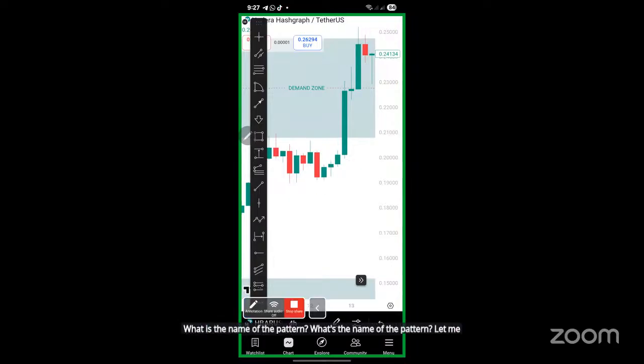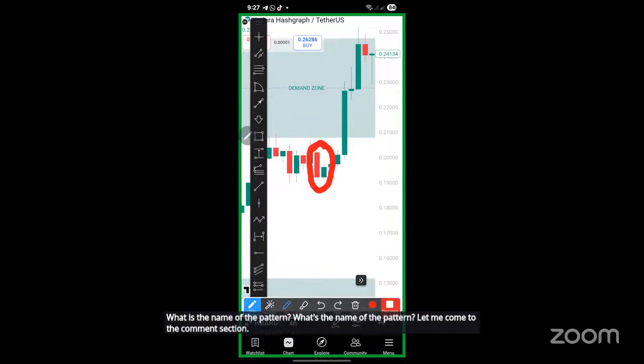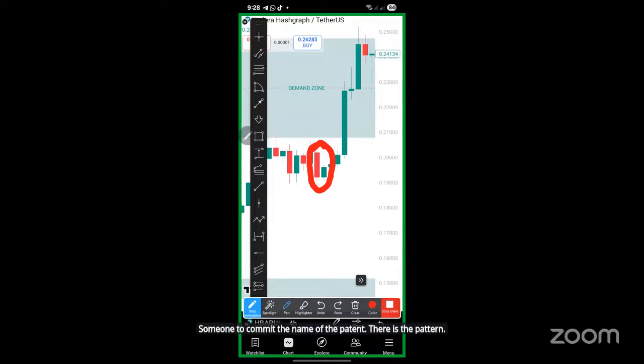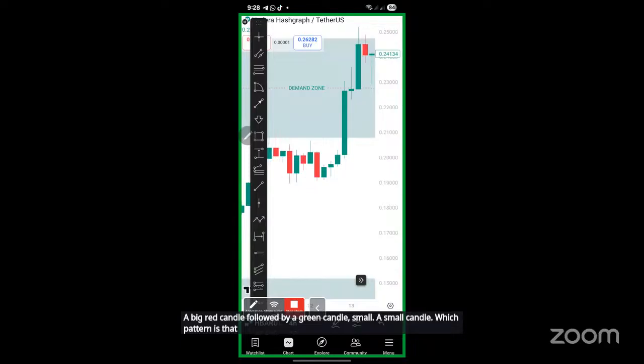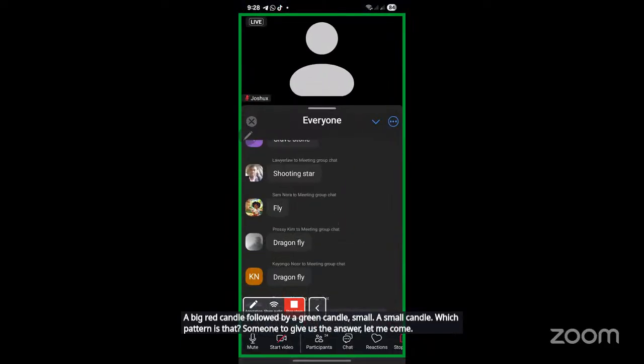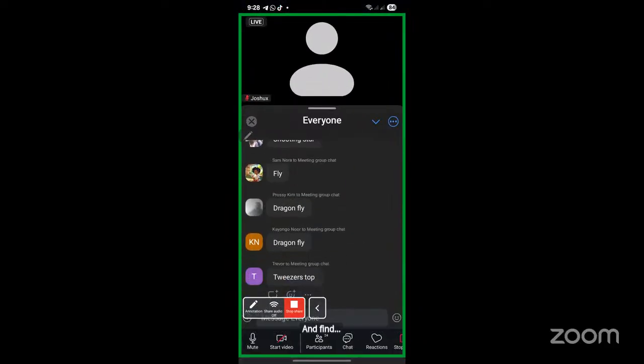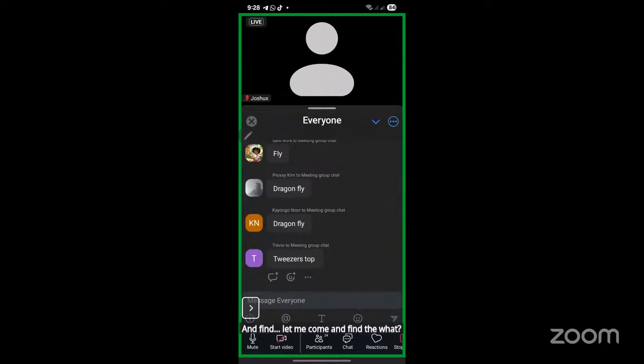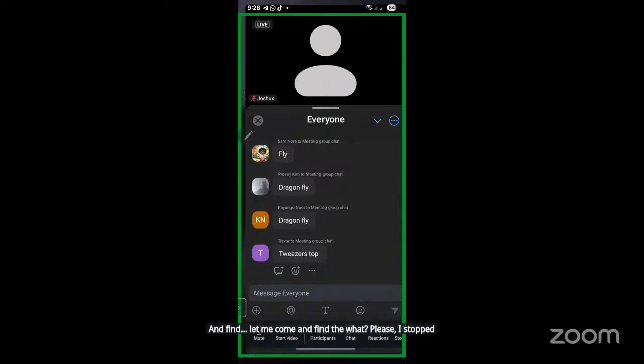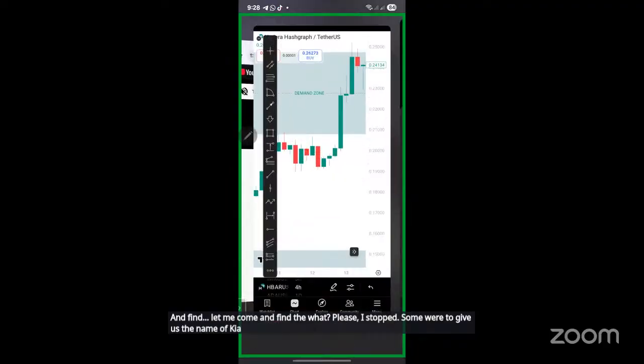Let me come to the comment section. Somebody comment the name of the pattern. There is the pattern: a big red candle followed by a small green candle. Which pattern is that? Somebody give us the answer.